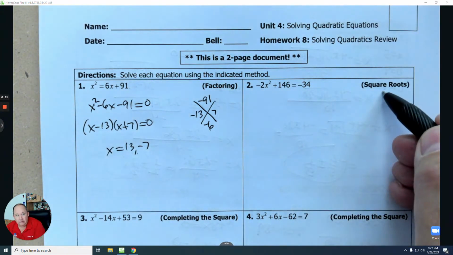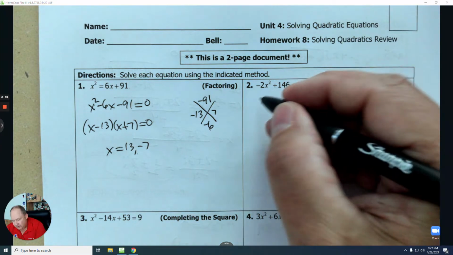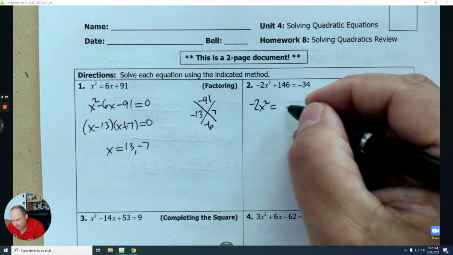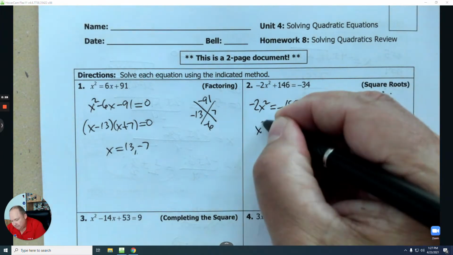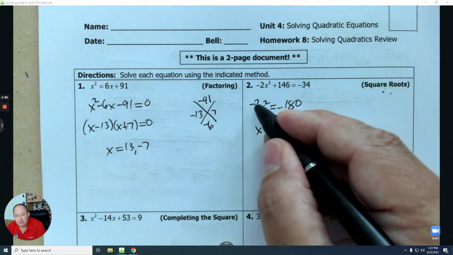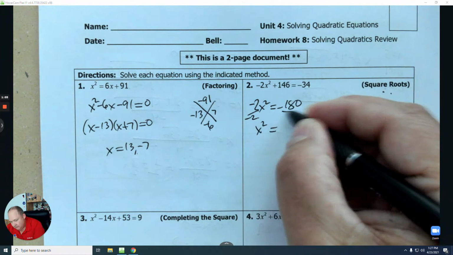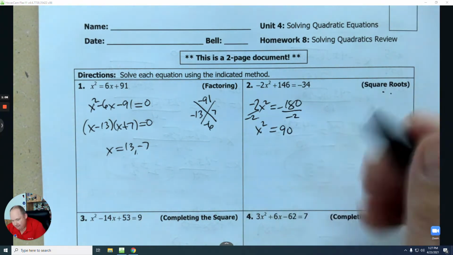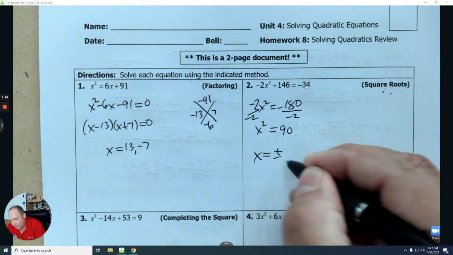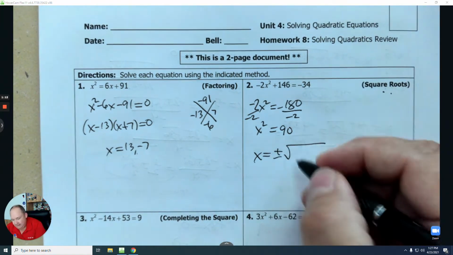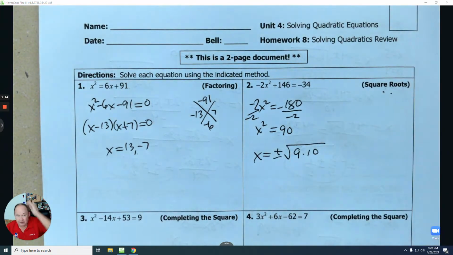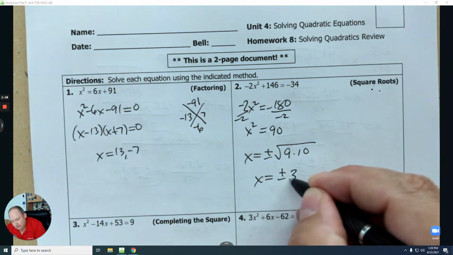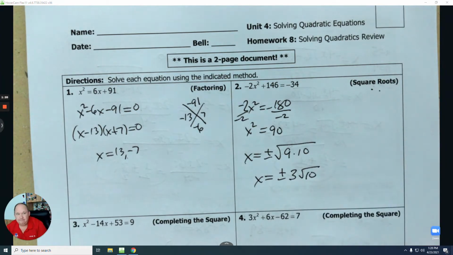Number two, I want to use the square root method. I have no linear term. So you can subtract 146 and then divide by negative 2. Now a negative divided by a negative is a positive answer, and half of 180 is 90. Take the square root. 90 can be simplified using 9 times 10. The square root of 9 is 3, and what's left over is 10.